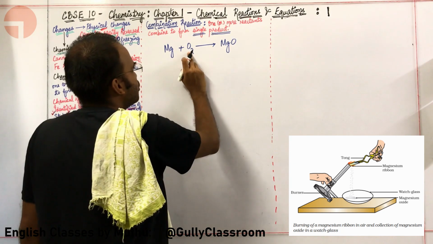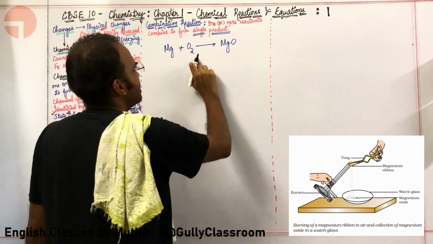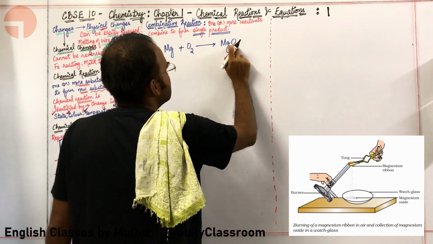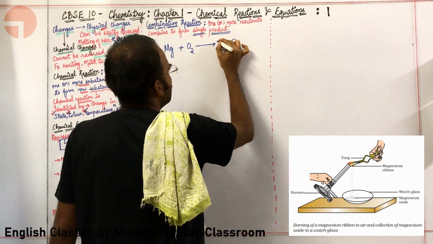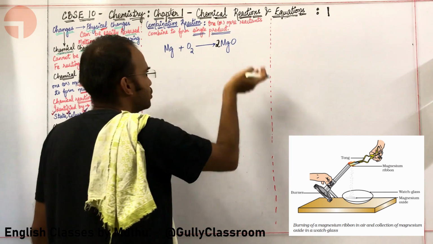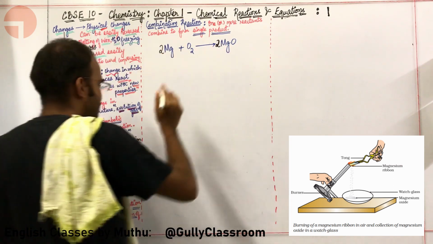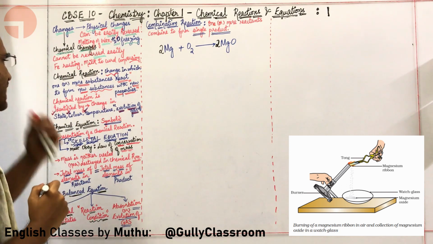Here there are two oxygen atoms on the reactant side, so you need to convert this single oxygen in the product into 2. Let us put a 2 here. Now magnesium has become 2, so in order to compensate for that, let us put a 2 here. This particular equation is now balanced.